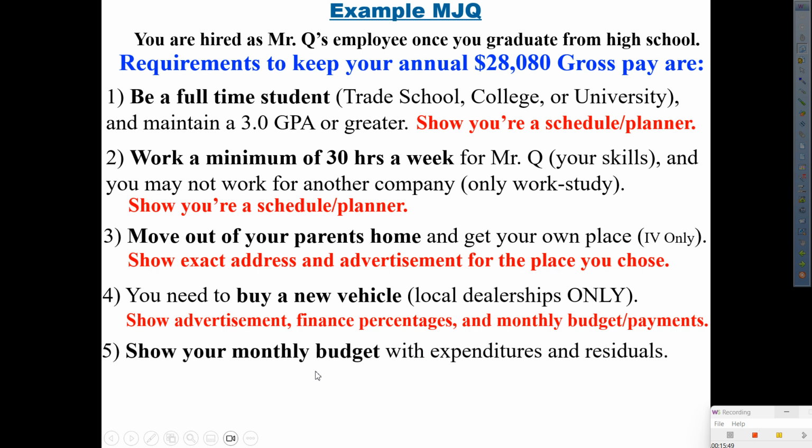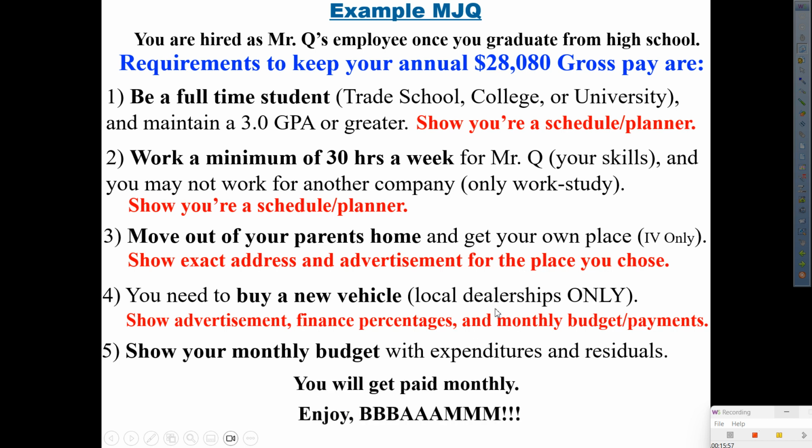You're welcome. Show your monthly budget with expenditures and residuals, and you will get paid monthly. Okay, enjoy that, right? So this is what we're going to do today. You're going to go back and double check your work, now adjusting to the net pay, because that was what? Gross pay. And I even accentuated it. It's gross pay, and you need to know what that means.